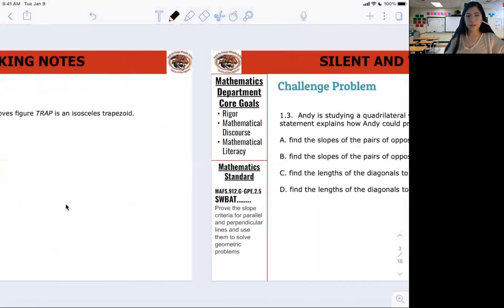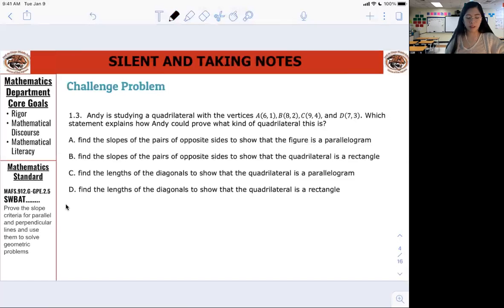Okay. Now let's get to a problem that we're a little bit more familiar with. Can I get a volunteer to read this problem? Tyrone, go ahead. Andy is studying a quadrilateral with the vertices A, which is (6, 1), B, which is (8, 2), C, which is (9, 4), and D, which is (7, 3). Which statements can explain how Andy could prove what kind of quadrilateral this is?